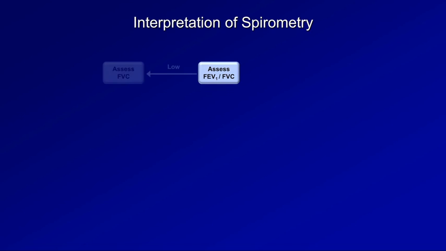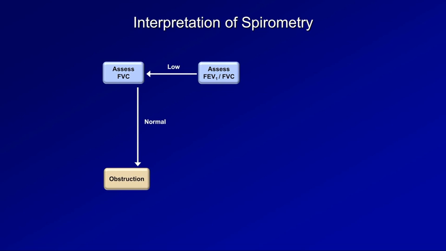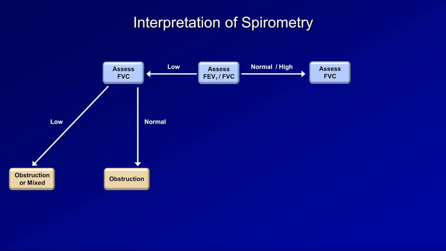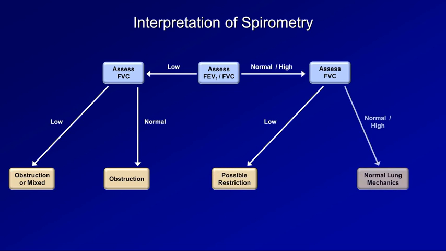Let me redisplay this information in a diagnostic flowchart. When interpreting PFTs, the first step is always to assess the FEV1 to FVC ratio. If it's low, assess the FVC. If the FVC is normal, the patient has some form of obstructive lung disease. If the FVC is low, the patient may either have severe obstructive lung disease alone or a mix of obstruction and restriction. Returning to the ratio at the top, if it's normal or elevated, assessing the FVC is still the next step. If the FVC is low, the patient may have restrictive lung disease. If it's normal or high, the patient has normal lung mechanics.